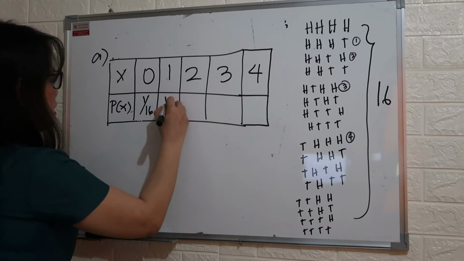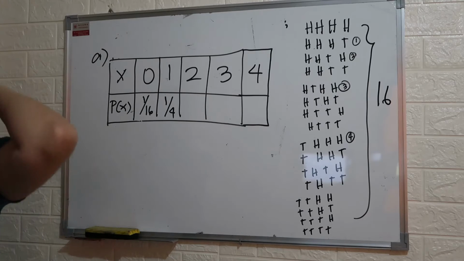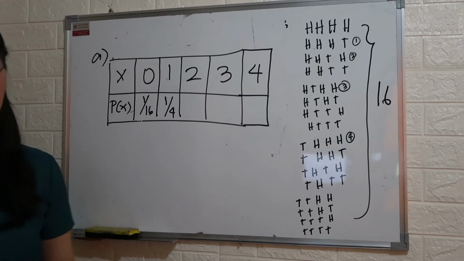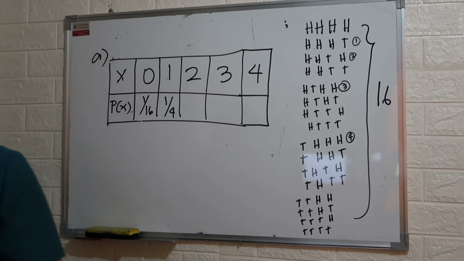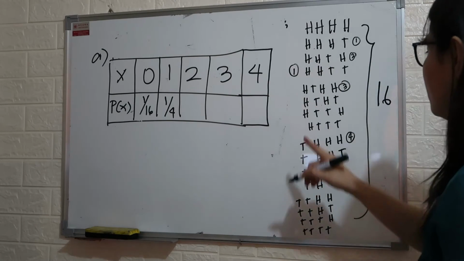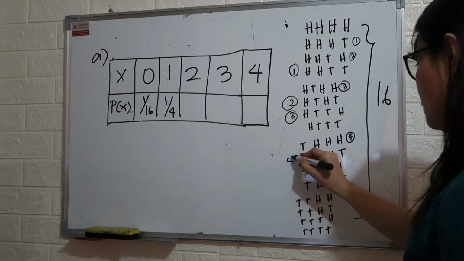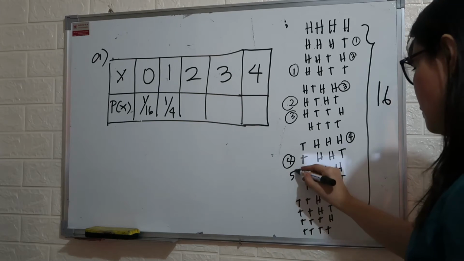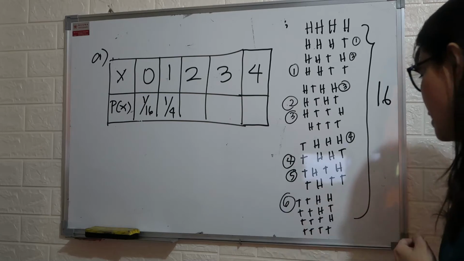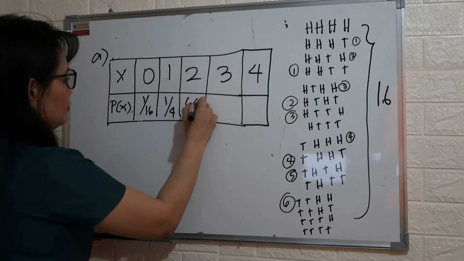1/4. Okay, 1/4. Next. What about 2 tails? After we toss a coin 4 times, what is the probability of getting 2 tails? 2 tails. 1, 2, 3, 4, 5, 6. Am I right? Is it 6? Yes, and double check. So we have 6/16.